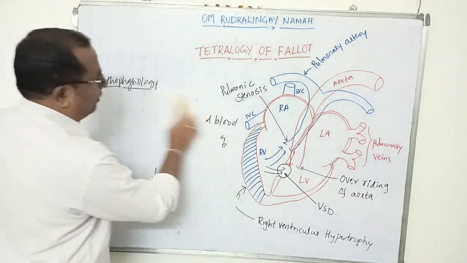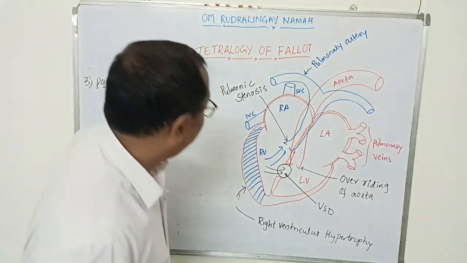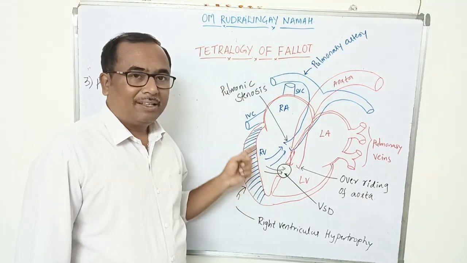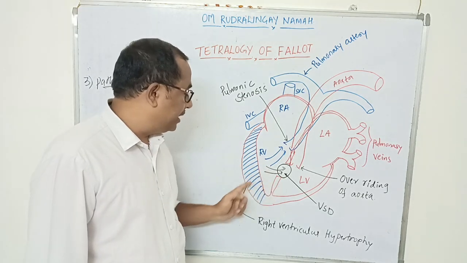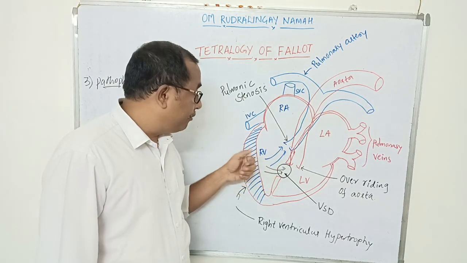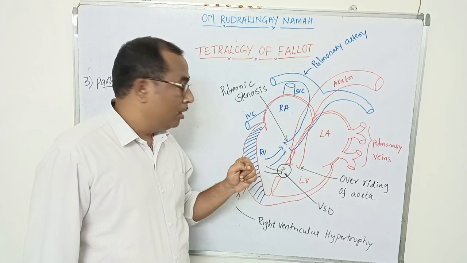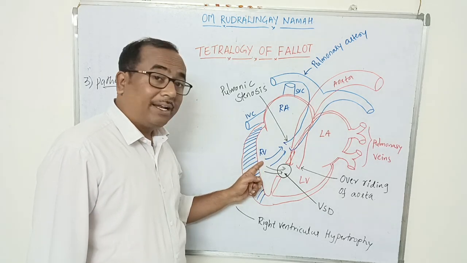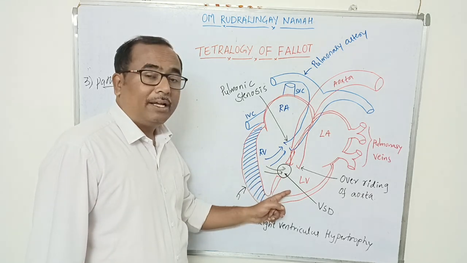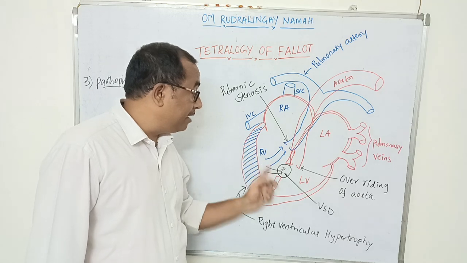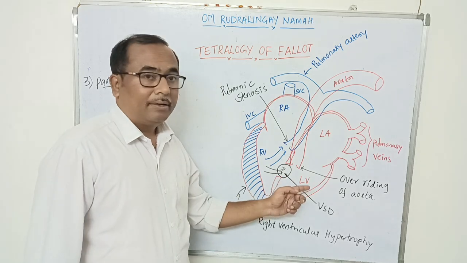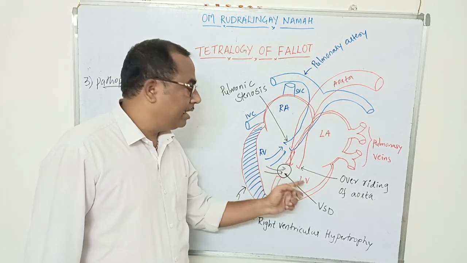So overall, when you want to review this pathophysiology, what happens here, due to etiological factors, that will lead to 4 defects, that is pulmonary stenosis, ventricular septal defect, right ventricular hypertrophy, and overriding of aorta. Because of pulmonary stenosis, there is an obstruction in the flow of blood from right ventricle into the pulmonary artery. So the pressure and volume in the right ventricle increases, and it exceeds the pressure and volume in the left ventricle. So there is a shunting of deoxygenated blood from right ventricle to the left ventricle.